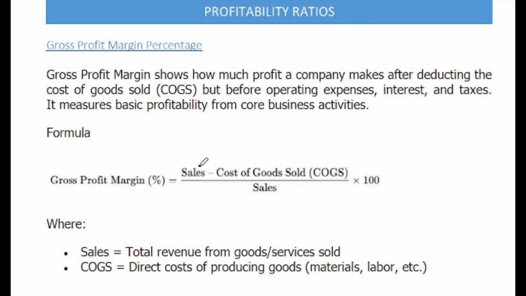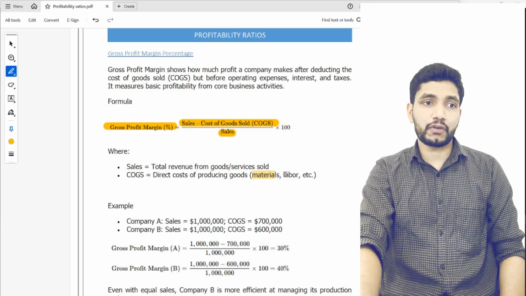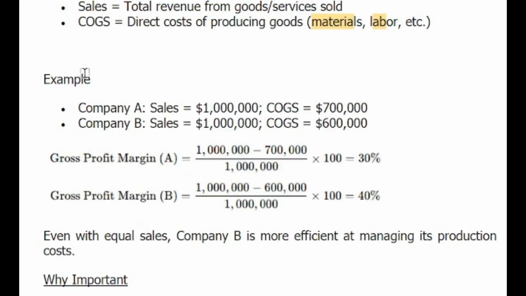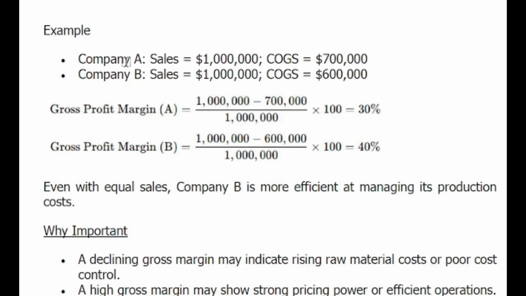The formula for GP ratio, gross profit margin, is sales minus cost of goods sold, divided by sales, into 100. In this case, the sales will be the total revenue from the sale of goods and services. The cost of goods sold means all the direct costs related to producing those goods, such as direct material, labor, and overhead. So let's look into an example. There are two companies, company A and company B.